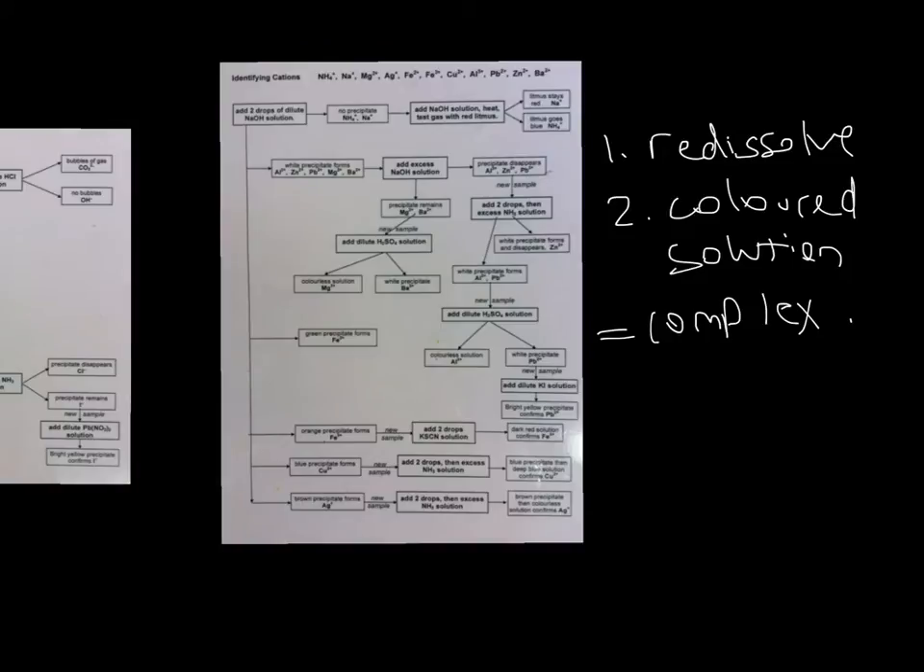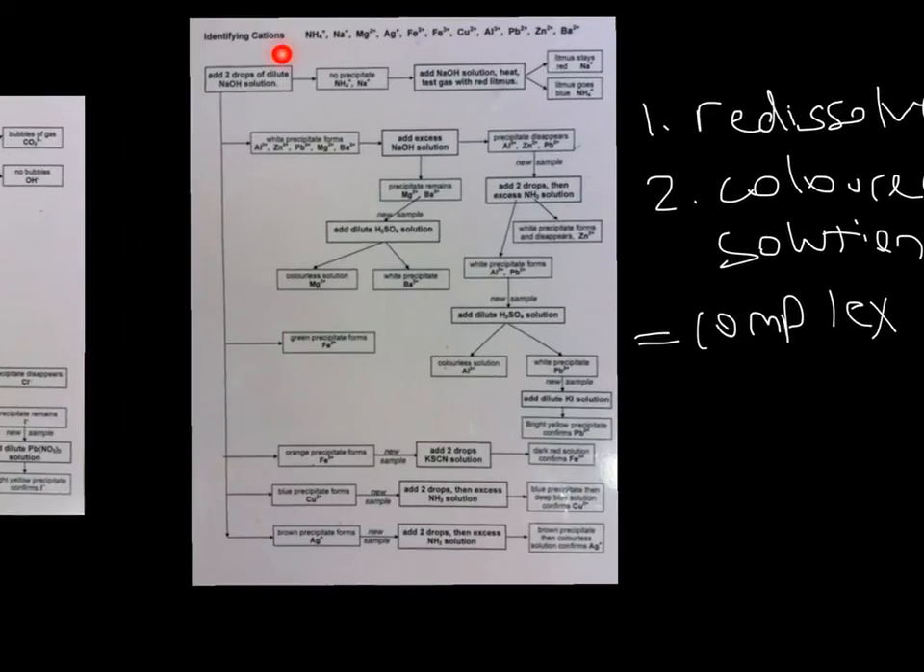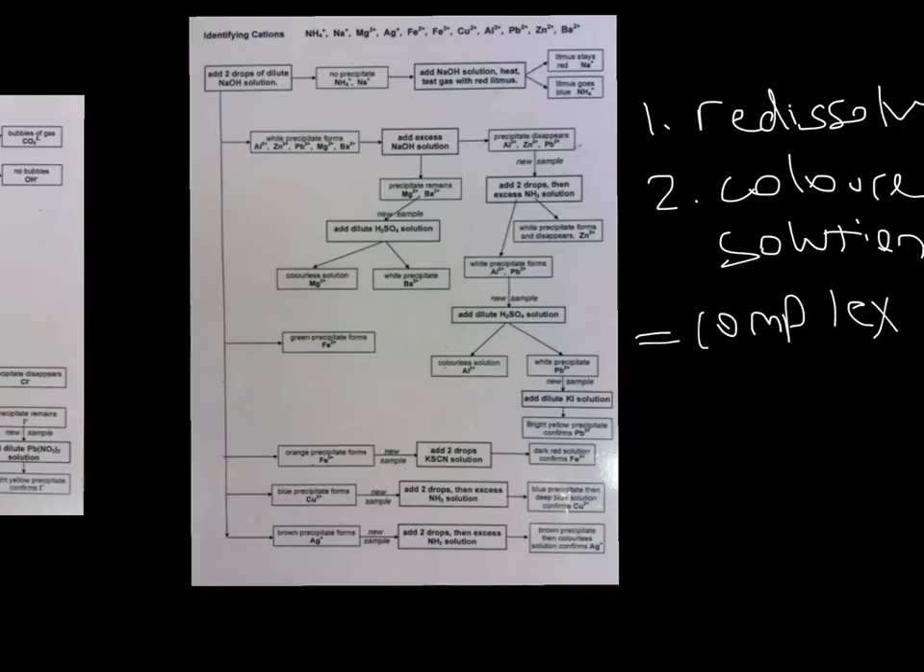Alright, let's just jump straight into an example of a complex ion reaction, and I'll show you all the 7 that you need to memorize in a second. So I'm going to pick the copper one again. You start with 2 drops of sodium hydroxide, you form a blue precipitate. You have a new sample, add 2 drops and then excess of ammonia, you get a blue precipitate, and then a deep blue solution confirms it. So I'm going to write out all the reactions you would need to for that one.